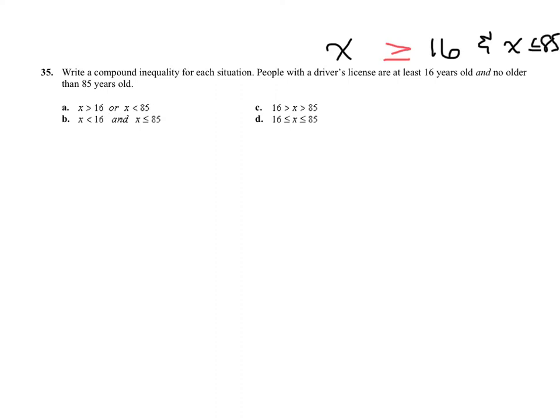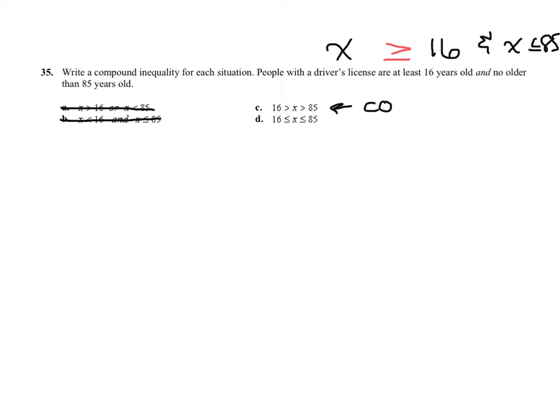And if we look down here, we see that nothing really matches it right off the bat. Well, we know "or" is not going to be used there because this is an "and" situation. It can be written in compact form. And if I look at letter B, x is less than 16, well, we know that one's not a situation either, so we're going to cross that one off.